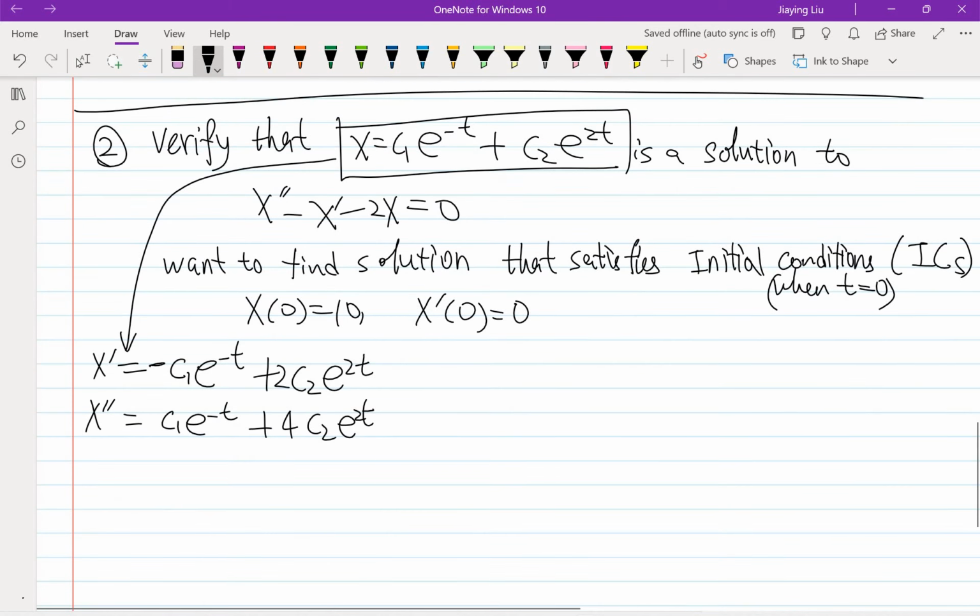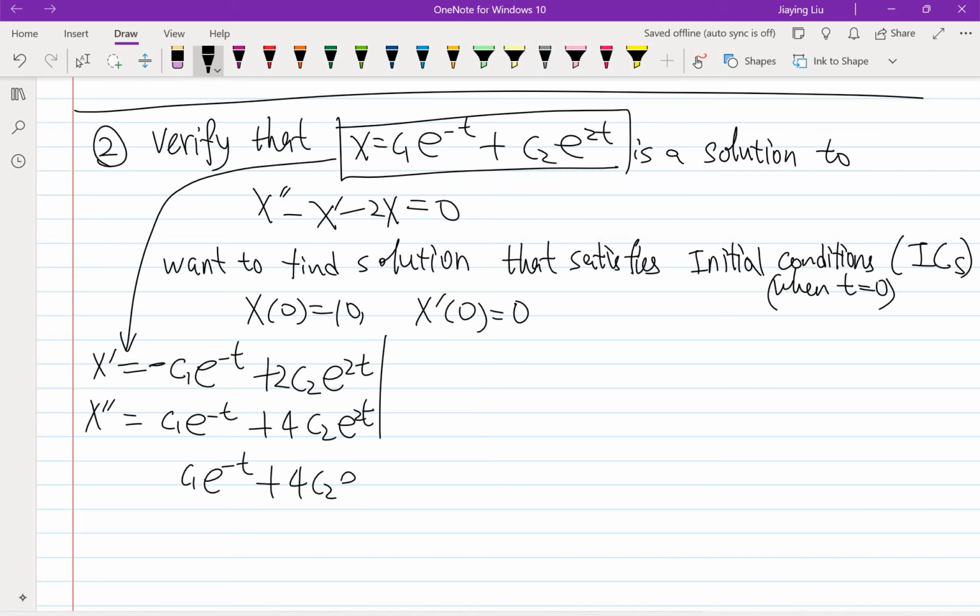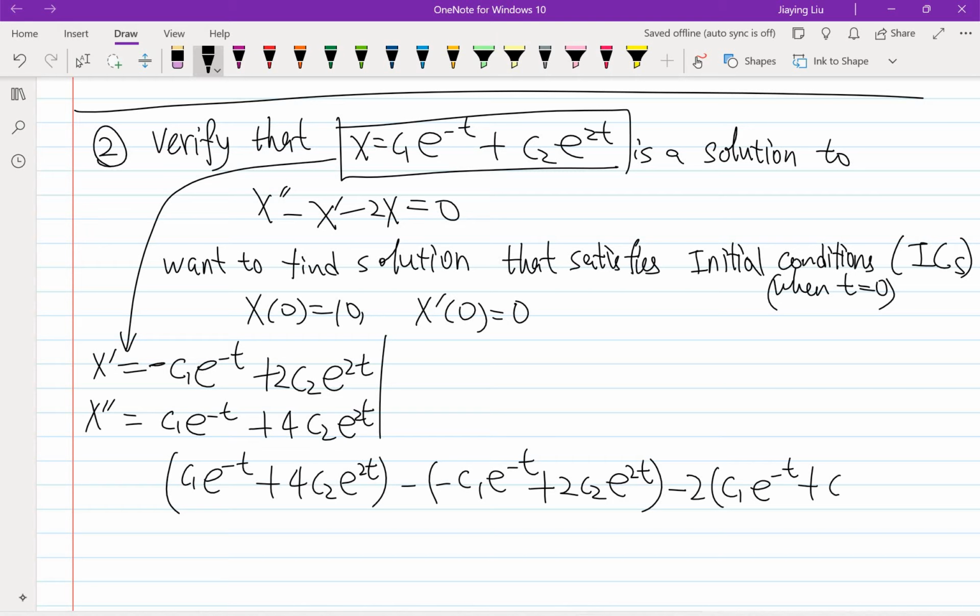Now I'm going to put that into the differential equation. So that will become c1 e to the negative t plus 4c2 e to the 2t. This is the second derivative part. Minus the first derivative, negative c1 e to the negative t plus 2c2 e to the 2t. That's the middle term. And the minus 2x, which is minus 2 times c1 e to the negative t plus c2 e to the 2t. This is the last term. It should equal 0.